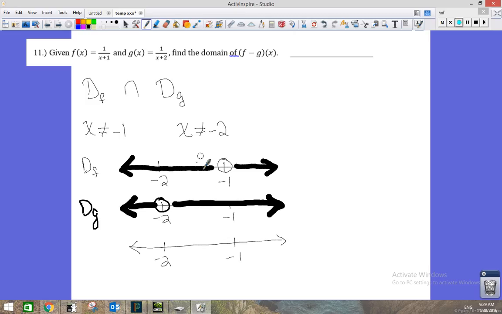you have to be a member of both sets to be in my answer. Well, -2 is in the first set, but it's not in the second one. Since it's not in both, it's not in my answer. And the same with -1. It has to be in both to be in the intersection. It's not in both, but values to the left of -2 are in both, so they're in the intersection. The values in between -2 and -1 are in both sets, and to the right of -1 is in both sets, so it's in the intersection.